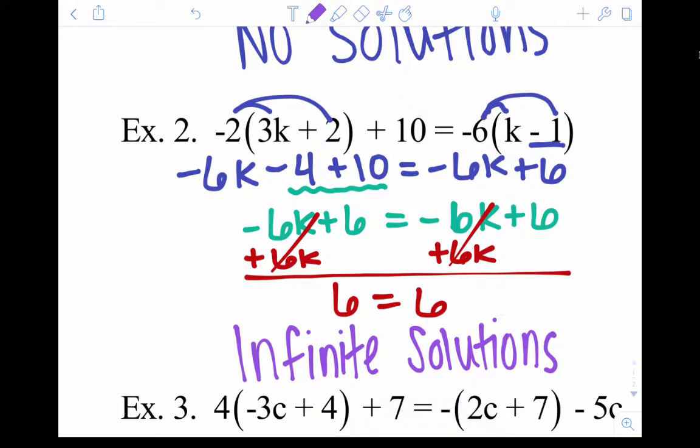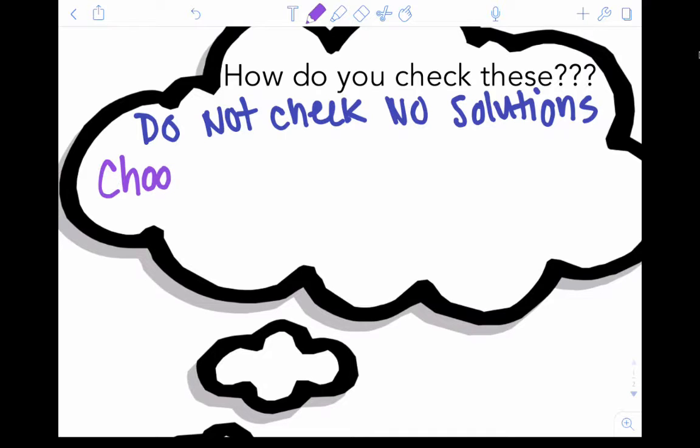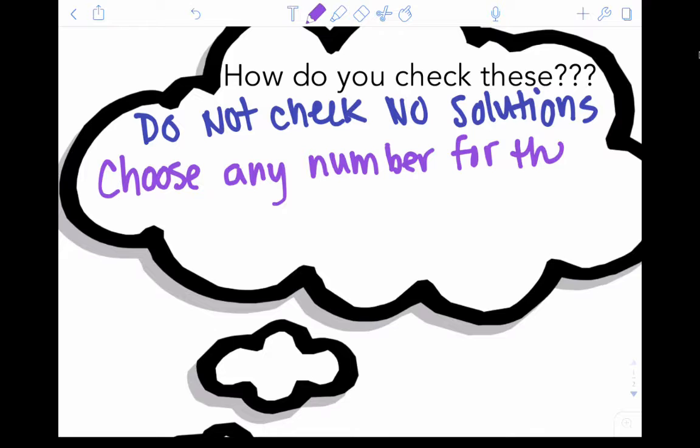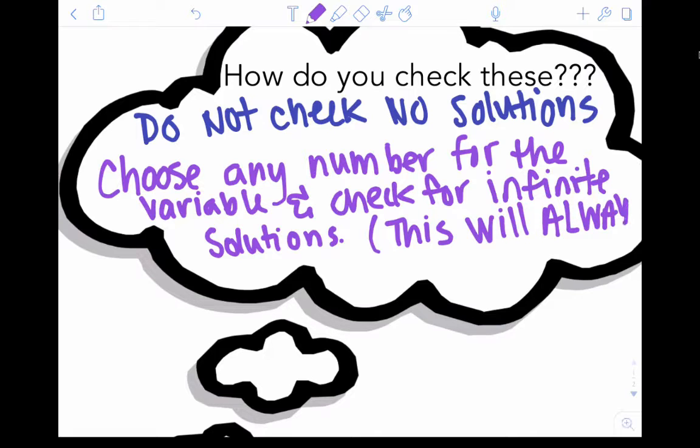So we can actually check this one. What we're going to do is you can choose any number. Since any number is going to work, you can choose any number in the entire world and plug it in for that variable, and the left side is going to be equal to the right. So in our little thought bubble, we're going to write choose any number for the variable and check for infinite solutions. This is always going to work. If it is indeed infinite solutions, it's always going to work.